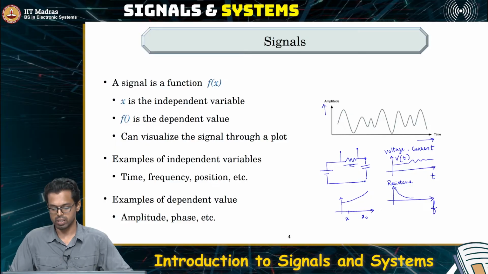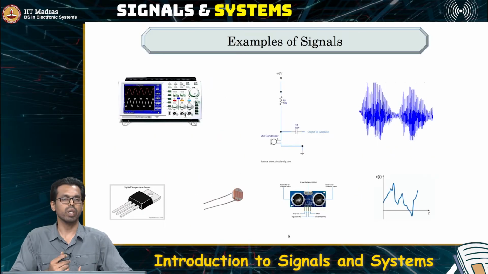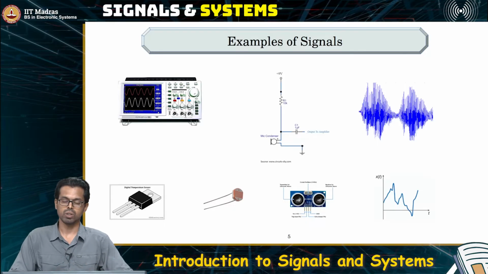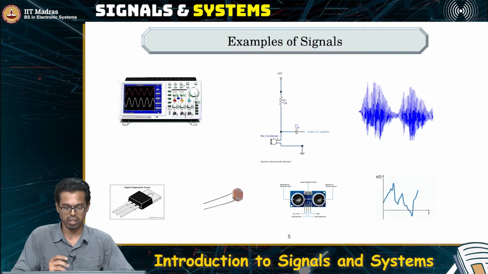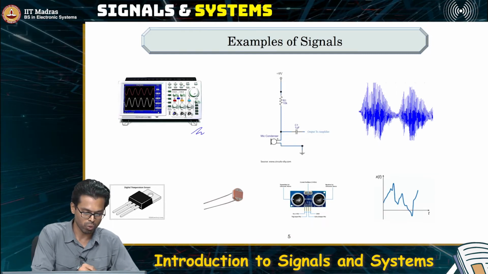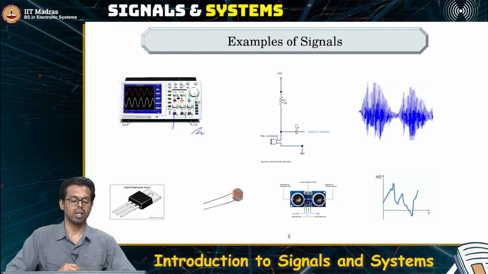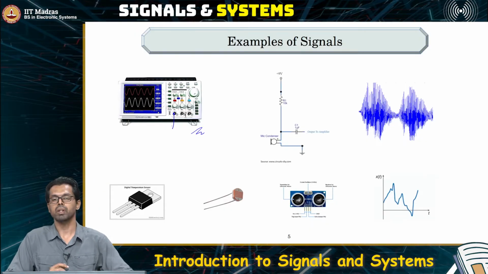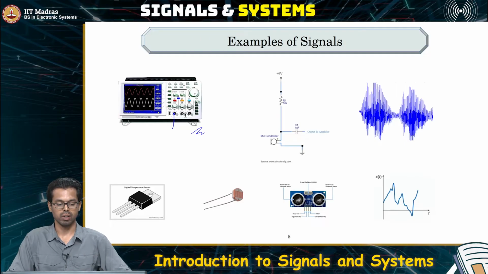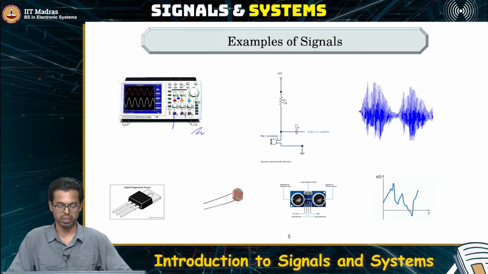So let's see some more examples. How do we observe the signal visually in real life? So we just drew a graph, right? So how do we visualize it physically? Typically we'll use an oscilloscope. You just connect this probe to your circuit, and then you visualize what is happening here as a function of time. So this is what we'll use for visualization typically with circuits.